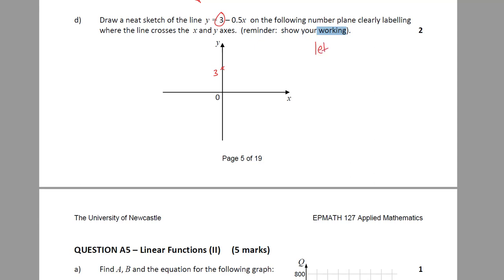So I'm just going to let y equals 0 and rewrite this equation, but instead of y, I write 0. 0 equals 3 minus half x. You can move either the 3 or the minus half x. I'd rather move the minus half x and add a half x to both sides, because then it gives me a positive half x equals 3. Divide both sides by a half to get rid of it. 3 divided by half is 6. There is my x-intercept.